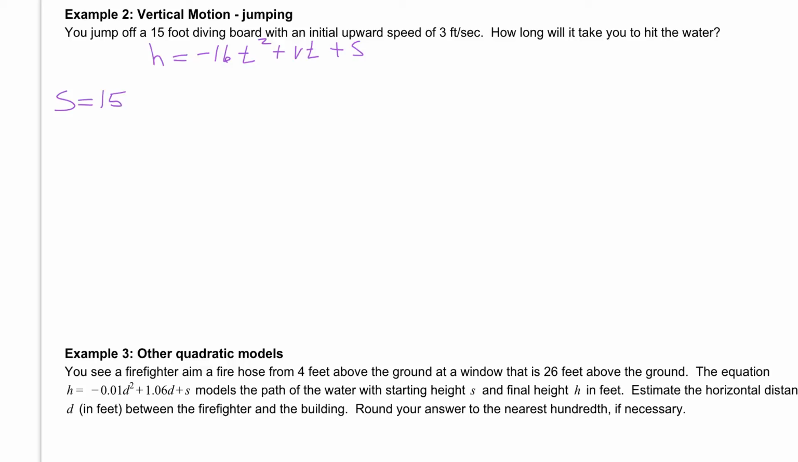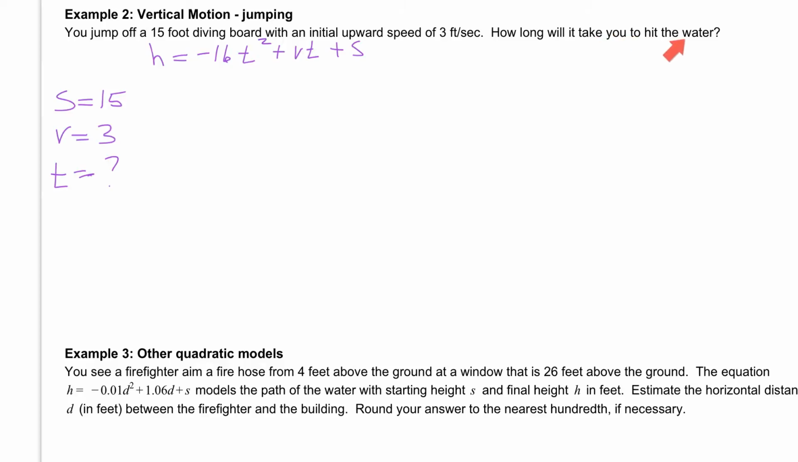Then it says we have an upward speed of 3 feet per second. It's very important, this word upward. That tells us that our speed is positive and not negative. If it said downward, then it would be negative. So upward means we have a positive 3 for our velocity. So v equals 3. We're looking for how long it will take, which means we're looking for time. So time is our unknown, that's our question mark.